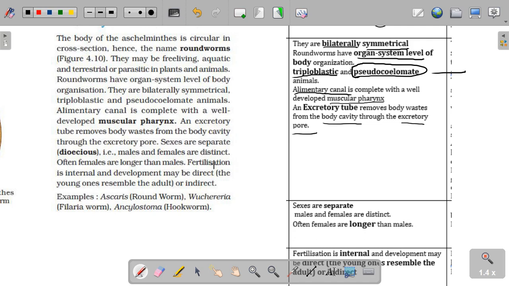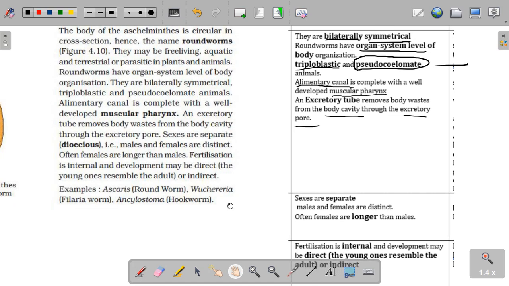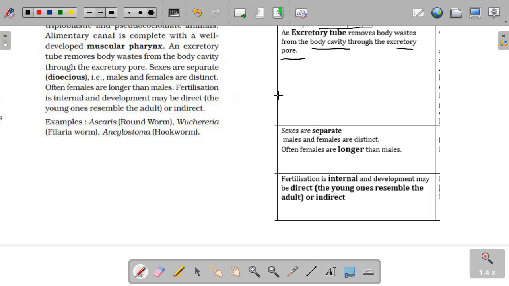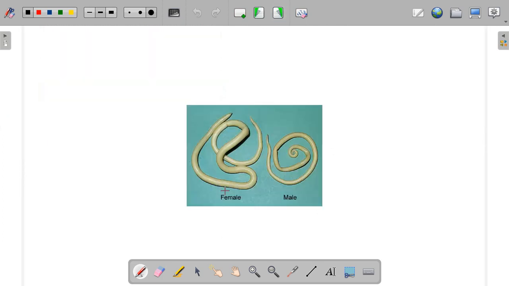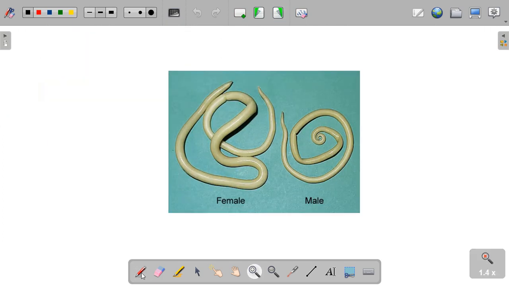When it comes to reproduction, sexes are separate. That means male reproductive organs are present in the male body and female reproductive parts are present in the female body. So we can call it sexual dimorphism. It is clearly visible that males are shorter than the females, like you can see right over here. Both male and female have clear-cut morphological distinction. Females are longer than the male body. This is how they look, roundworm, right?